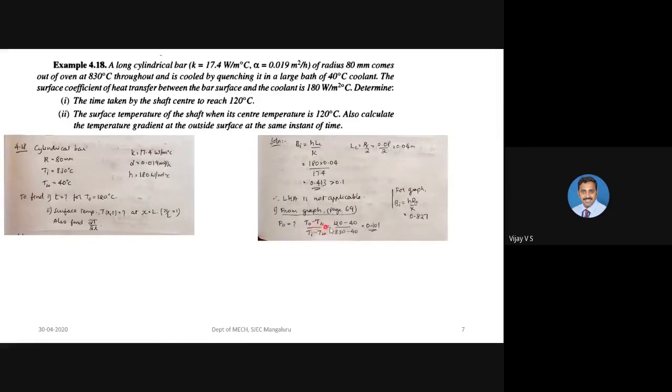Here you see all the 4 temperatures are known, correct? I should find the time taken for the center to reach 120. So center temperature 120 minus 40, over Ti 830 minus 40, gives 0.101. I know the ratio 0.1, I know Biot number 0.827. So find the Fourier number from the graph.